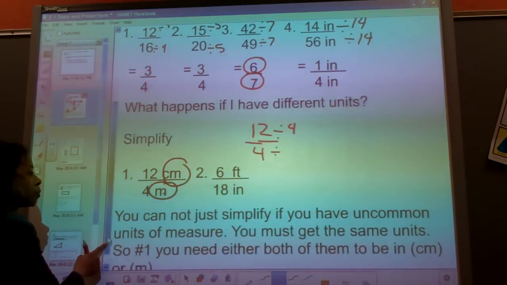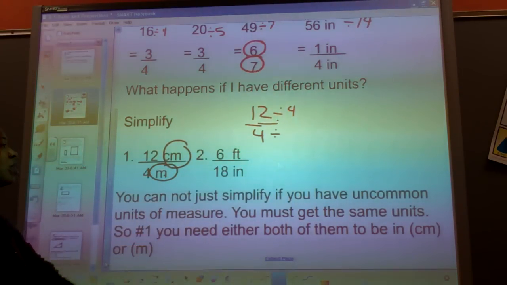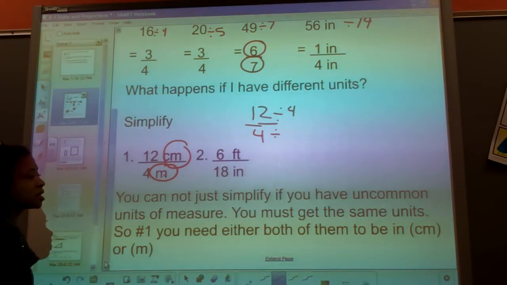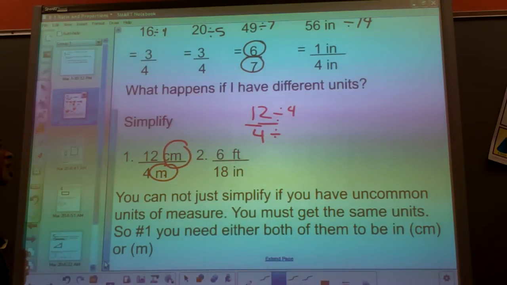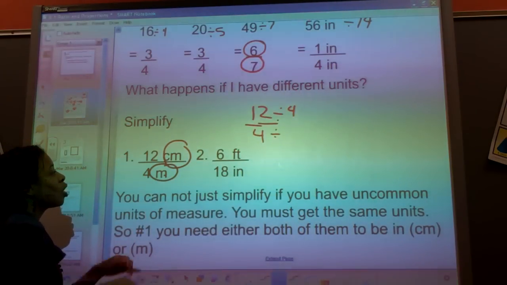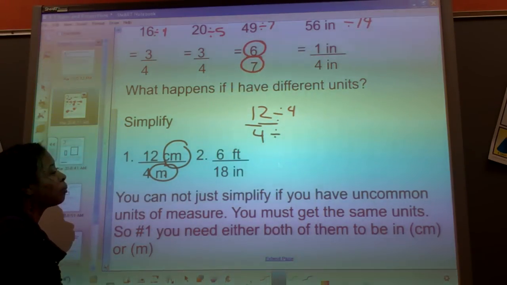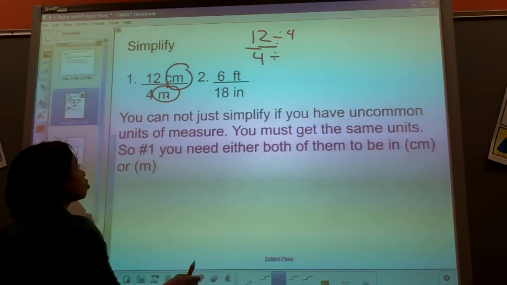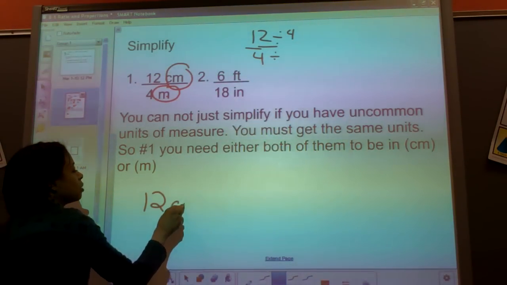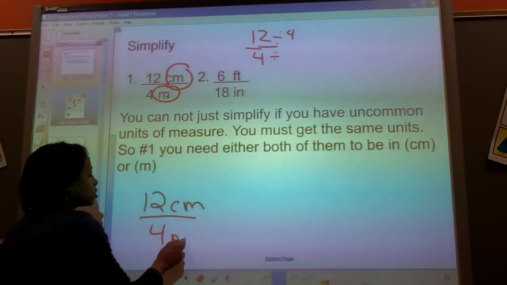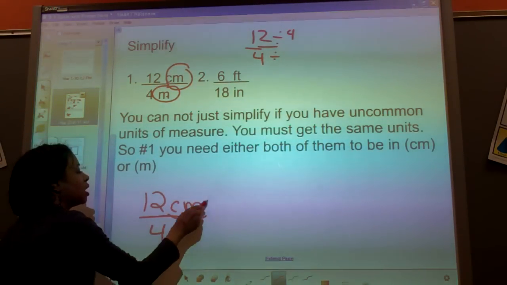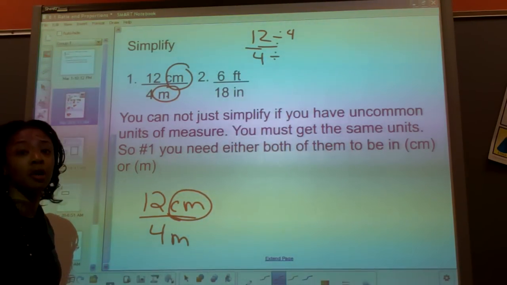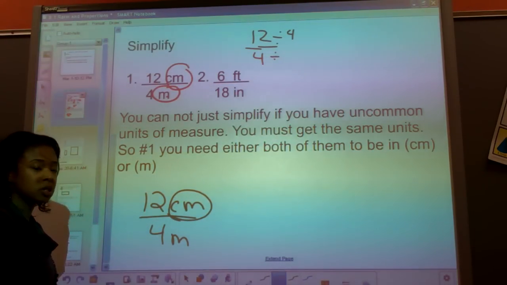So, for example, first of all, we need to simplify. We have uncommon units of measure. You must get the same unit. So number one, we need either both of these to be centimeters or both of these to be meters. Okay? And when I do this, I want to go to centimeters. So I have 12 centimeters over 4 meters. I want both of these to end up in centimeters. That means I have to convert these meters, yes, convert meters into centimeters.